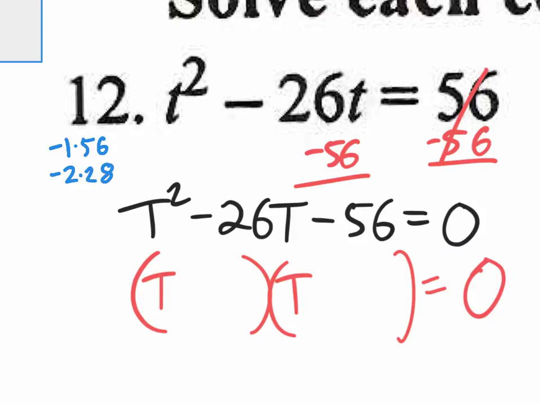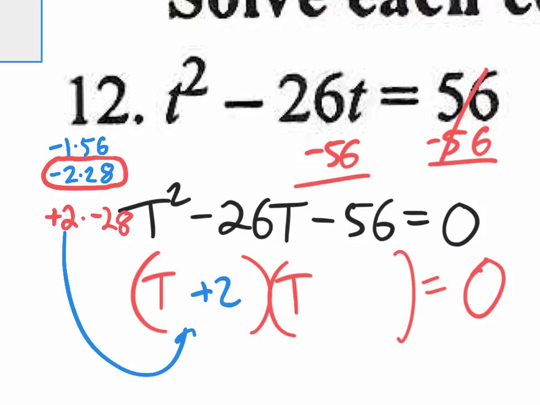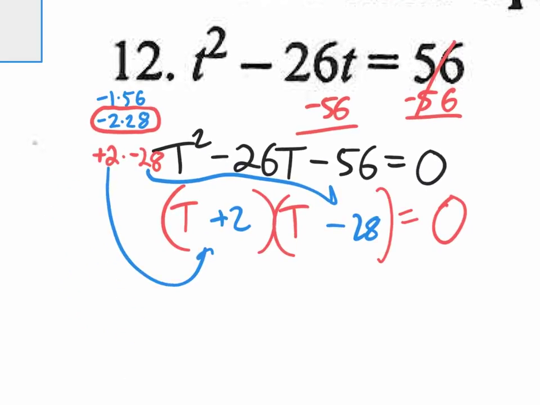And you know what? I want to stop right there because I already know if I combine these guys, it gives me a positive 26. But I really need a negative 26. So that's simply changing the sign to a positive 2 times a negative 28. And then these numbers simply go right in here. Positive 2, negative 28. And now that we have it in factored form, now we could split them and solve.